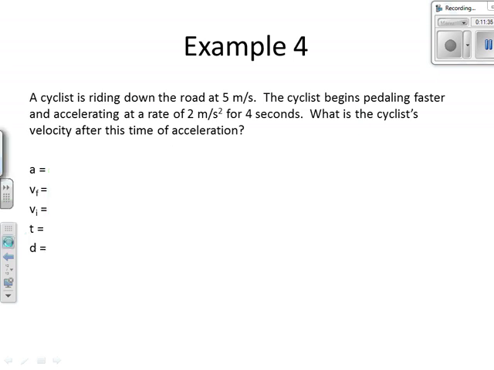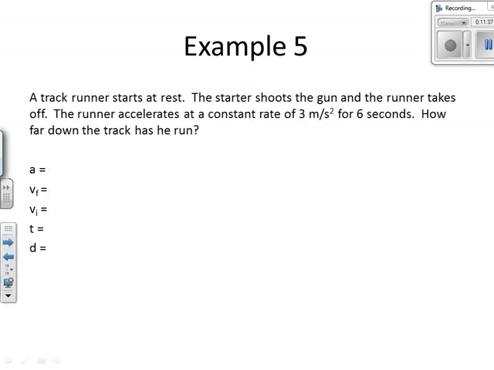Sold. All right, I'm going to keep reading, Mr. Ben. Is that okay with you? Certainly. All right, so we've got a track runner starting from rest. That means VI equals 0 meters per second. That's that hidden piece of information. The starter shoots the gun, and the runner takes off. The runner accelerates at a constant rate of 3 meters per second squared. Hey, there's my acceleration, for 6 seconds. There's my time. Time equals 6 seconds.